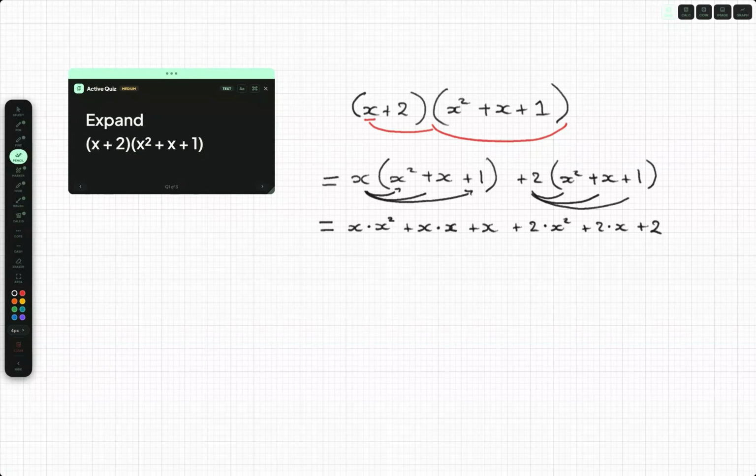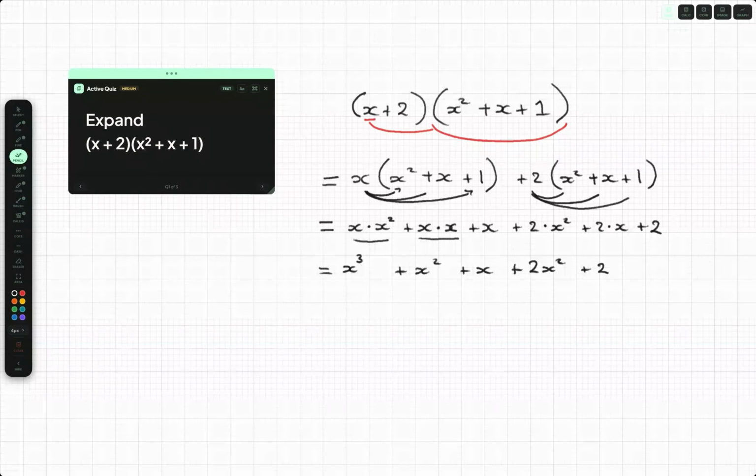Again, all of these can be solved as you're doing them. So x times x squared, well, that's going to be x to the power of 3, plus x times x, which is x squared, or x to the power of 2, plus x, plus 2 times x squared is 2x squared, plus 2 times x, which is 2x, and then plus 2.